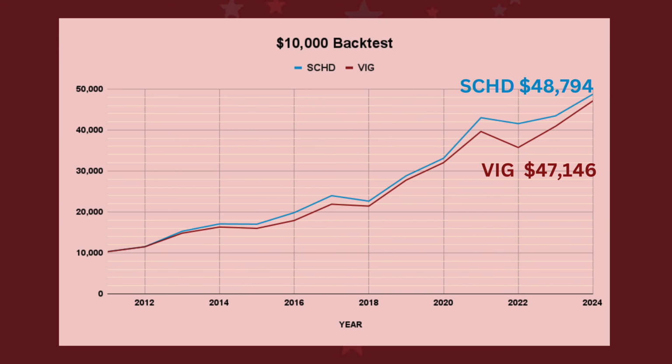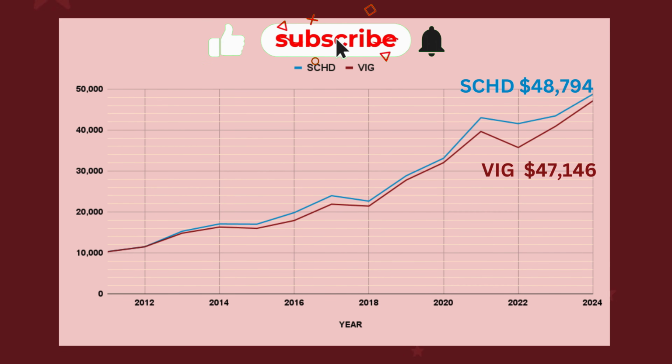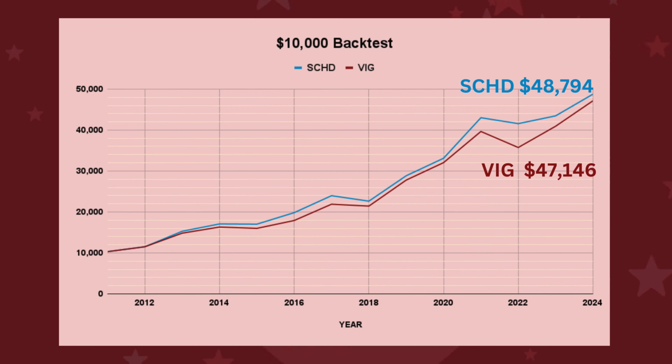Starting with a backtest from 2012, we see that by 2024, SCHD grows to $48,794, while VIG is just behind at $47,146. Not a huge gap, but it shows how both ETFs have delivered solid returns over the long haul. SCHD's slight edge reflects its focus on higher dividend yields, while VIG's consistency comes from its dividend growth strategy.